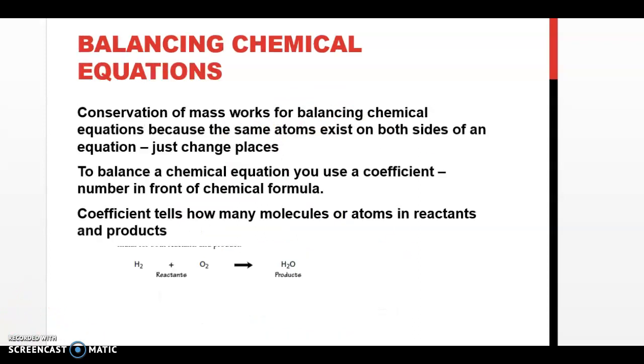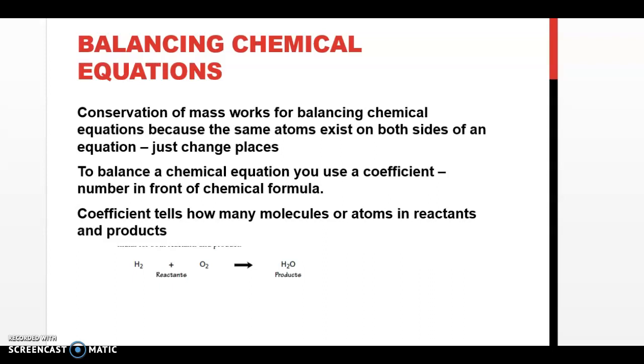Okay, this is where the real fun starts when we start talking about balancing chemical equations. So conservation of mass works for balancing chemical equations because you must have the same atoms on both sides of the equation. Sometimes they change places, sometimes they come together, sometimes they break apart, maybe things move around a little bit, but you have the same atoms on both sides regardless of what happens, because conservation of mass says we have to. We can't lose anything. We can't gain anything. It just stays the same. It just moves around. So to balance a chemical equation, we use these things called coefficients.